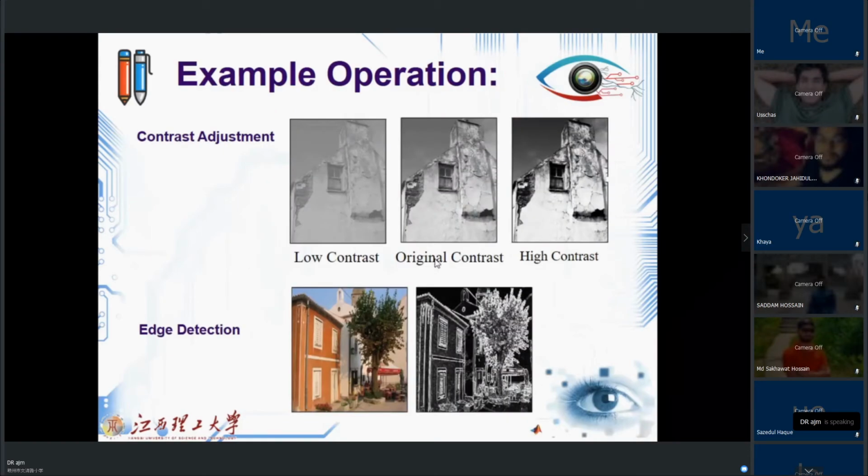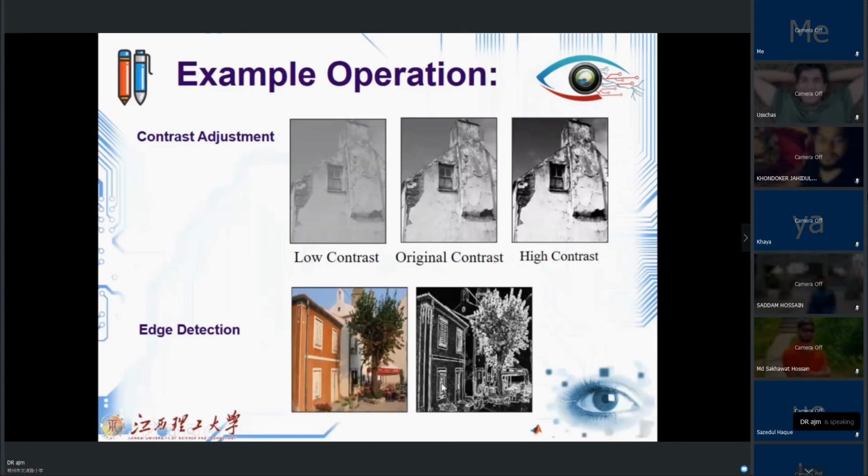You will see one more thing people can do with DIP, which is contrast adjustment. See the high contrast, original contrast, and low contrast of the image. When we change the contrast of the image, much more information appears for us inside of it. Suppose some edge detection job, which we will review in this course, for the house and building shown here.